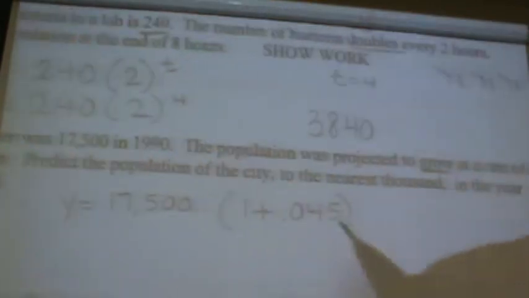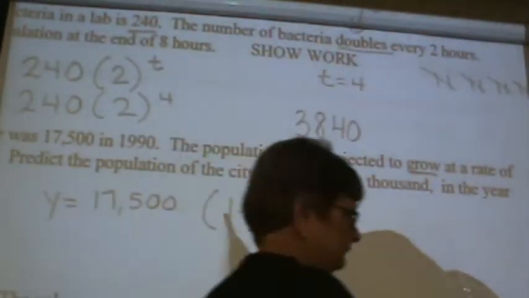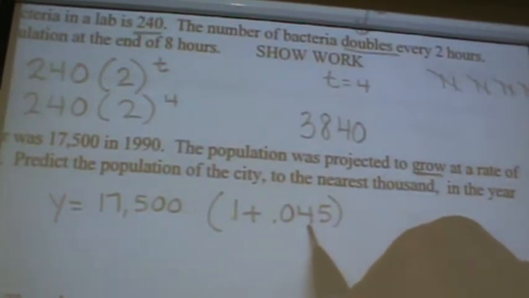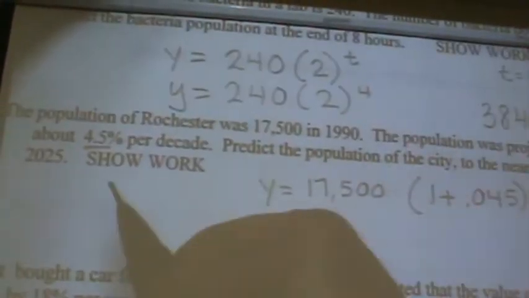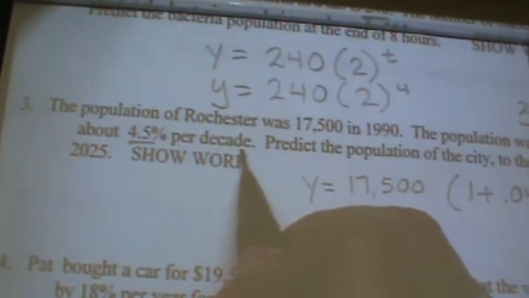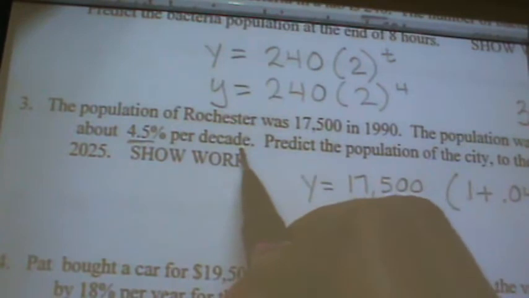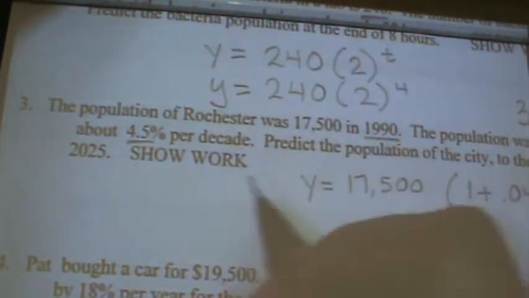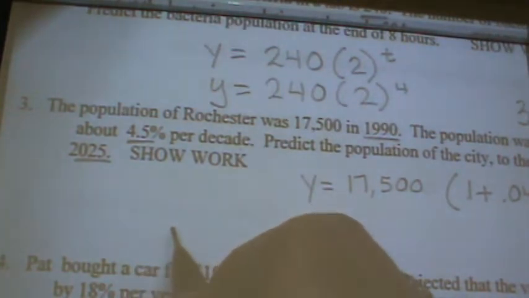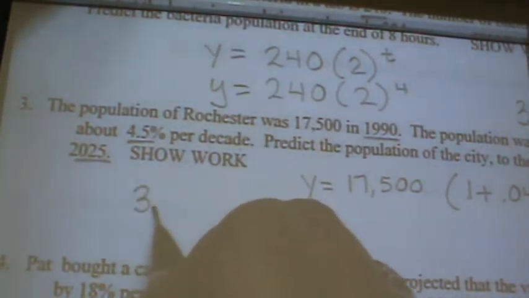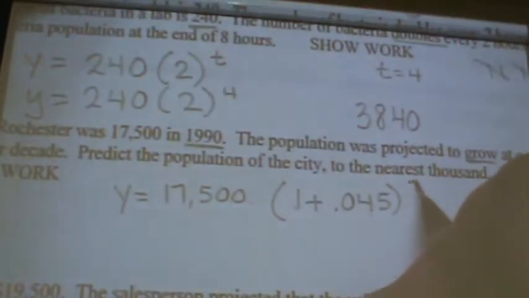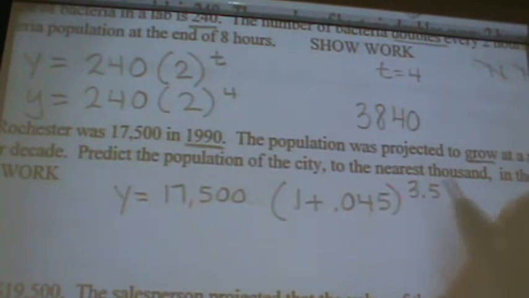So if it said decrease, what would this be? 1 minus 0.045. Now, when does it grow? It grows every decade. A decade is 10 years. So how many decades do you have from 1990 to 2025? 3.5 decades, for every 10 years. So this is going to be 3.5 decades.